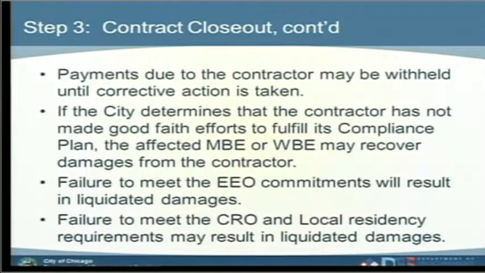Contract closeout. Payments due to the contractor might be withheld until corrective action is taken. Mind you, all of this is happening during the project closeout. If the city determines that the contractor has not made good faith efforts to fulfill its compliance plan, the affected MBE or WBE may recover damages from the contractor. Failure to meet the EEO, Equal Employment Opportunity, commitments will also result in liquidated damages. Failure to meet the Chicago Residency Ordinance or local residency requirements will also result in liquidated damages.